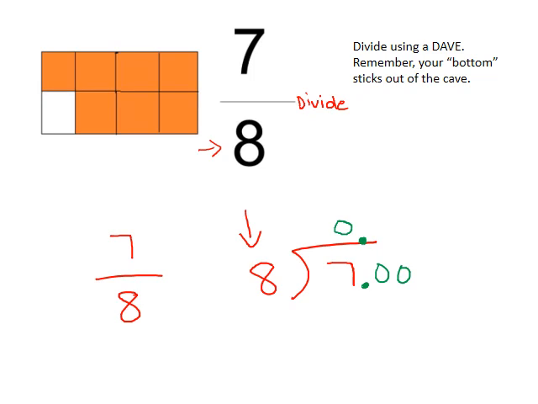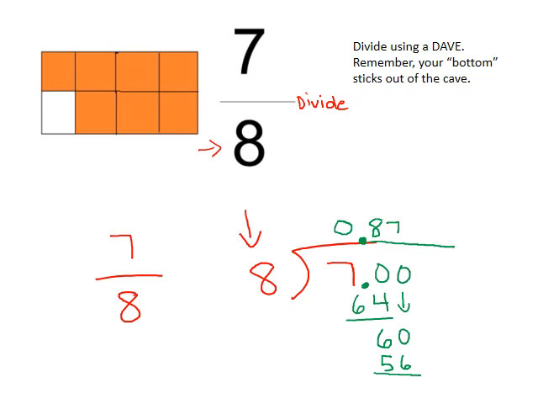Does 8 fit into 70? Well, yes, it does. It goes 8 times, so we're looking at 0.8 something, something, something. We're going to subtract 70, take away 64. Right? Bring down our 0. Does 8 fit into 60? Goes 7 times. Okay, so everybody in the Dave is happy.